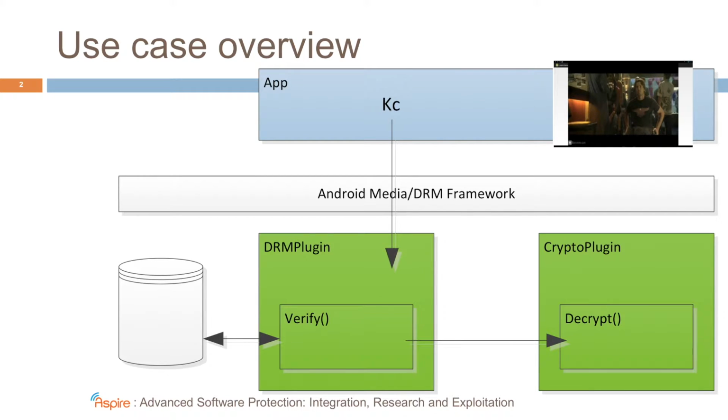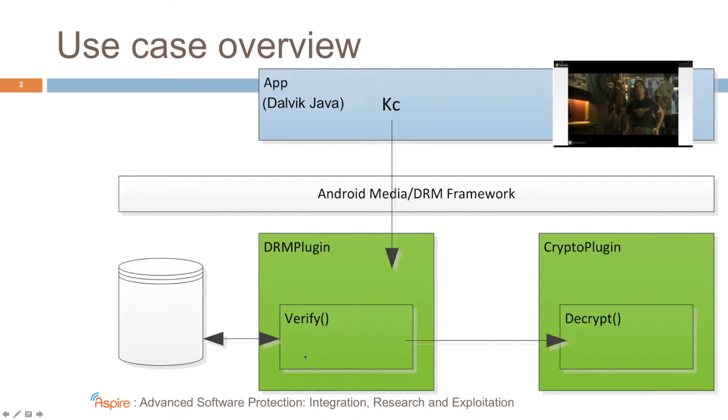So on top, what we have is an application, and this actually is a Dalvik Java application, through which the user watches videos. With this application, he provides rights that contain a content key to the Android Media DRM framework, and this framework accesses several plugins that we implemented. One is a DRM plugin and the other a crypto plugin to verify the correctness of the rights and of the content key, and then to use that key to decrypt media that is obtained from some headend.